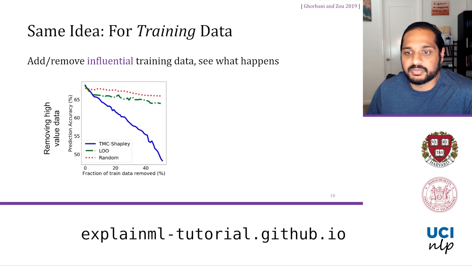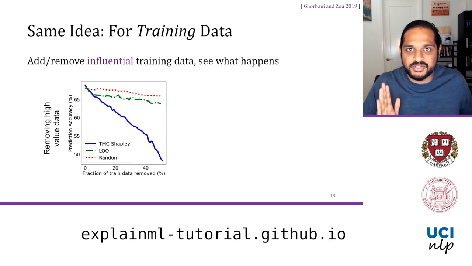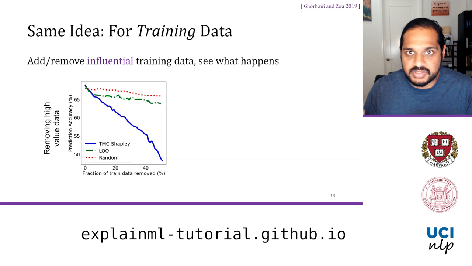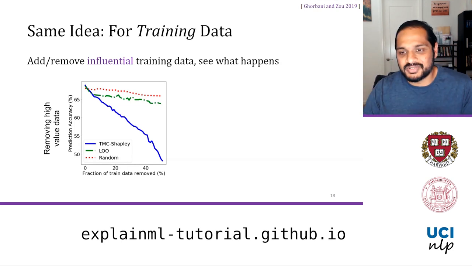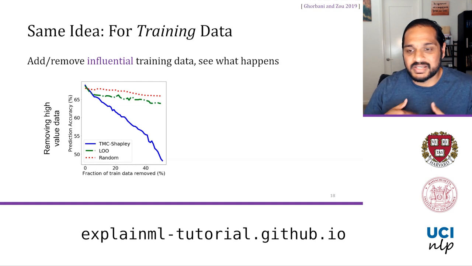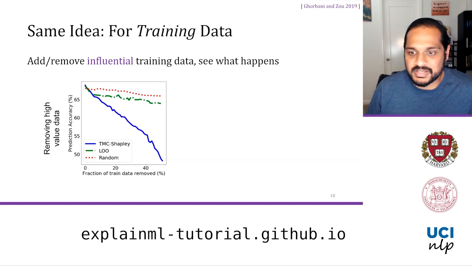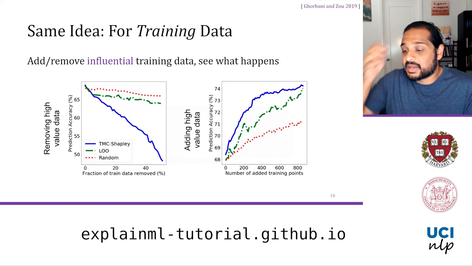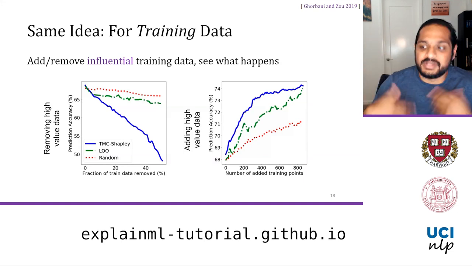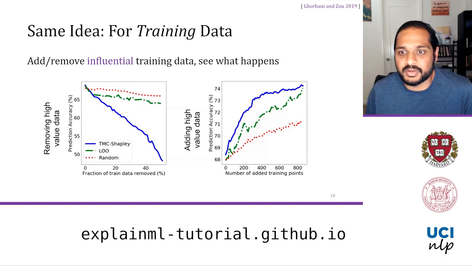So here's an example from a paper last year where they're removing a fraction of the training data, but the order in which they're removing depends on importance coming from the explanation and seeing what the validation accuracy is. And if this curve falls down really fast, as it seems to be for this blue curve, that's a better explanation, or at least a better representation of what's happening inside the model. And they again have an insertion version where they are adding the most influential training points, retraining it, and seeing how the accuracy goes up.